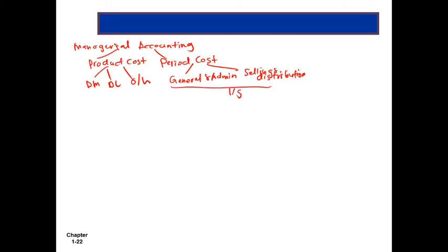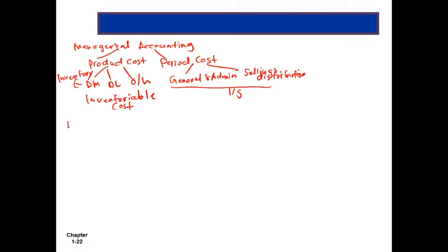But product cost is actually inventoriable cost. All the costs incurred in producing this product are actually attached to inventory. Okay, it's okay if you don't understand this part, I will explain it later.